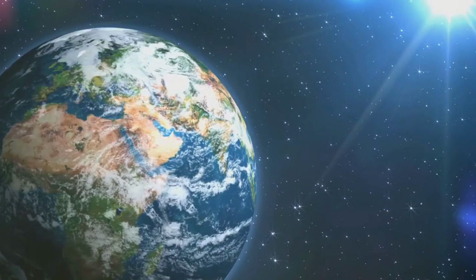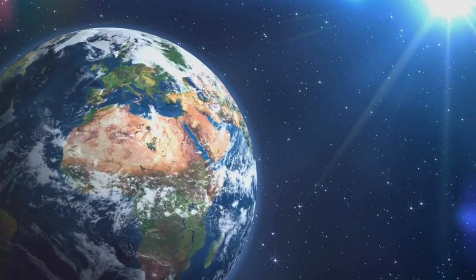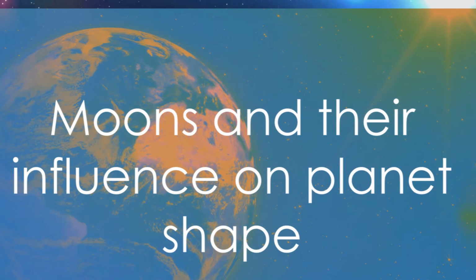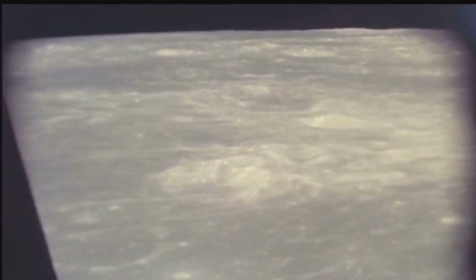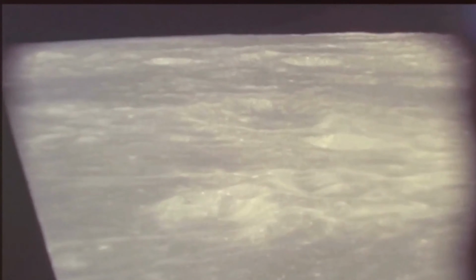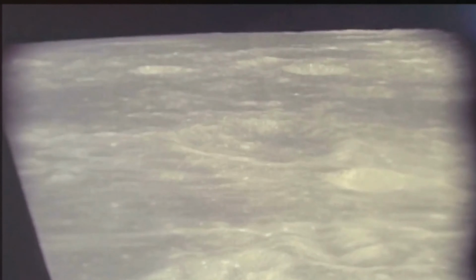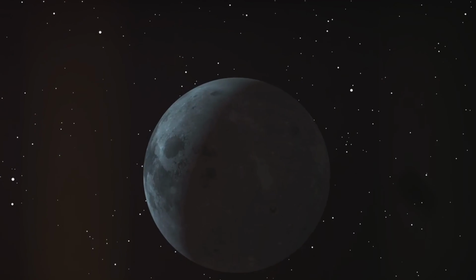This oblateness is not unique to Saturn. It's a common feature among rapidly rotating planets and stars. Now let's talk about moons. Moons can also affect a planet's shape. A prime example of this is the Earth and our moon. The gravitational pull between the Earth and the moon causes a slight bulge in the Earth's crust, creating what we call tidal bulges. These bulges make the Earth appear slightly egg-shaped rather than a perfect sphere.